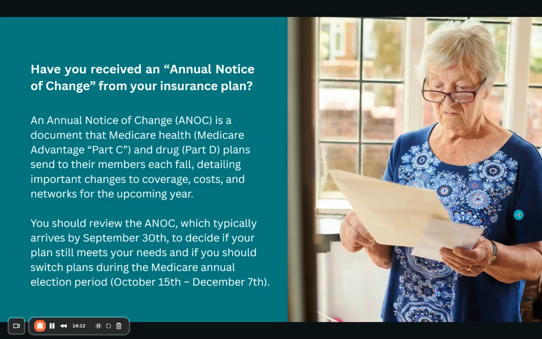This might be a lot of you right now, but if you've received an annual notice of change in the mailbox from your insurance plan, you may or may not be too happy about it. If you have a standalone Part D drug plan or a Medicare Advantage Part C plan, the insurance plan has to mail you this document each year detailing important changes to coverage, costs, and networks for the upcoming year. You should definitely review it, and it typically arrives by September 30th. It's going to help you decide if you need to make any changes during this annual enrollment period.